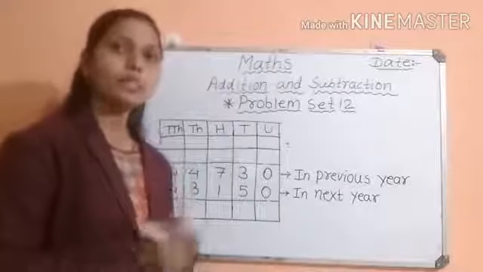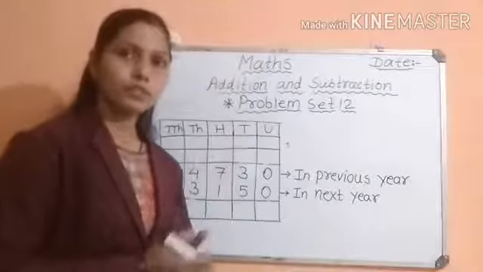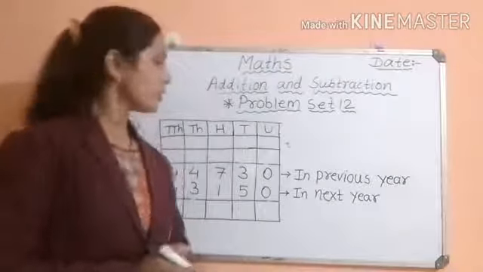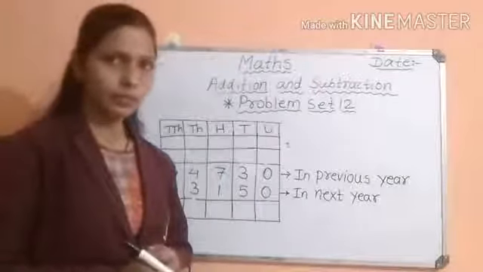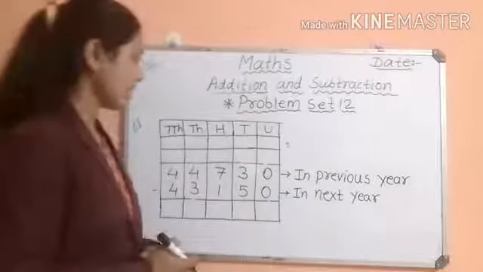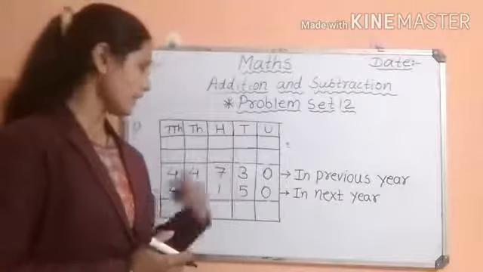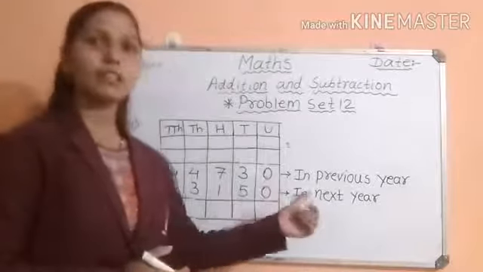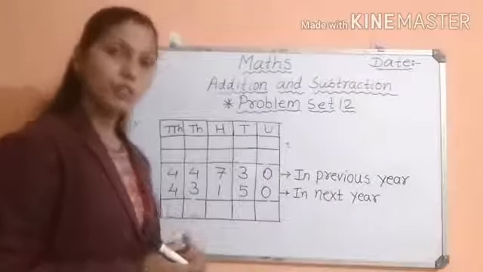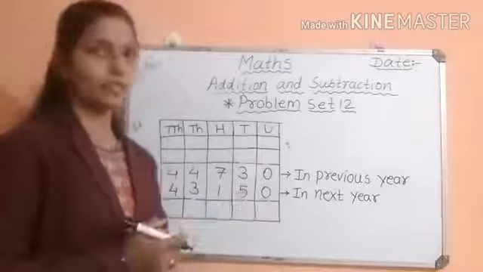Okay, now which number is bigger? See the numbers. The previous year production of scooters is bigger than the next year production. So we should write the bigger number first. So what is the bigger number? 44,730. In the previous year how many scooters were produced? That is 44,730. How many scooters were produced in the next year? 43,150.